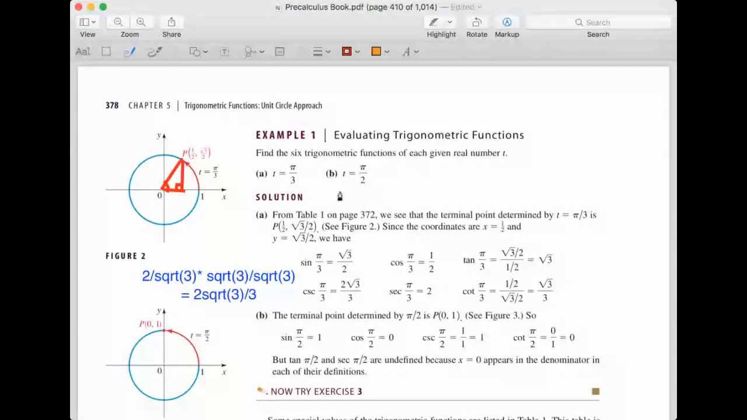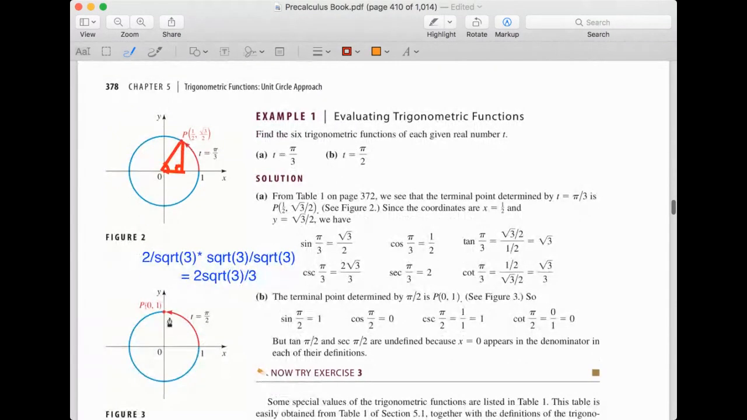Okay, let's see the second one. B. t equals pi over 2. It's very similar, right? t equals pi over 2. But this point falls on the y-axis. So Jeremy showed us the four special points. This point is (1, 0). This point is (0, 1). And this point is (-1, 0). This point is (0, -1). So those are four very special points on the unit circle.